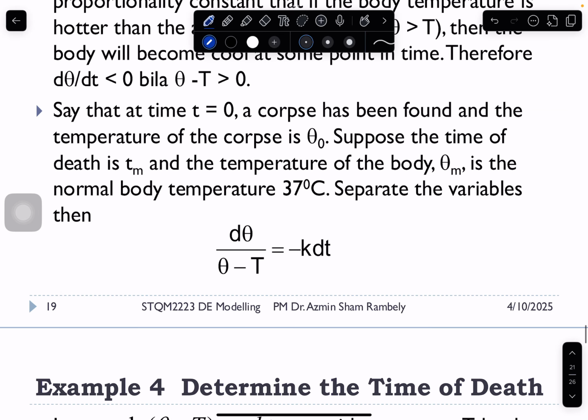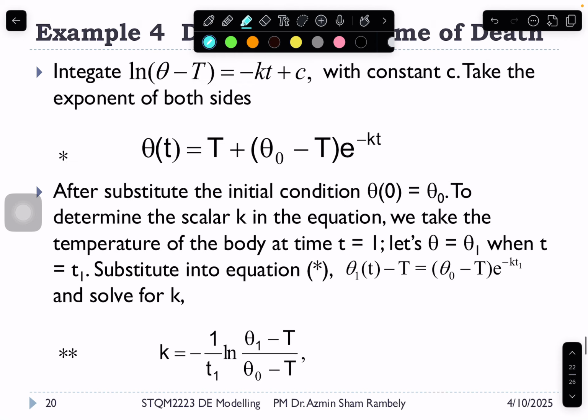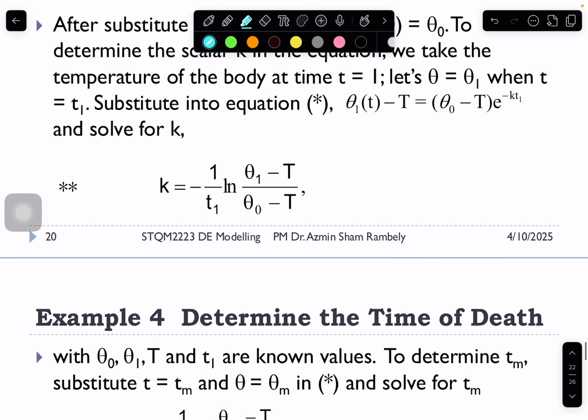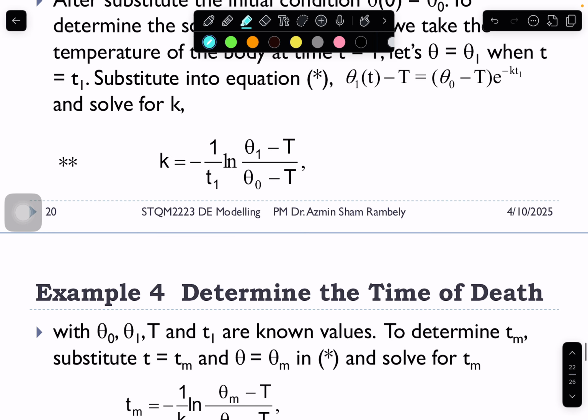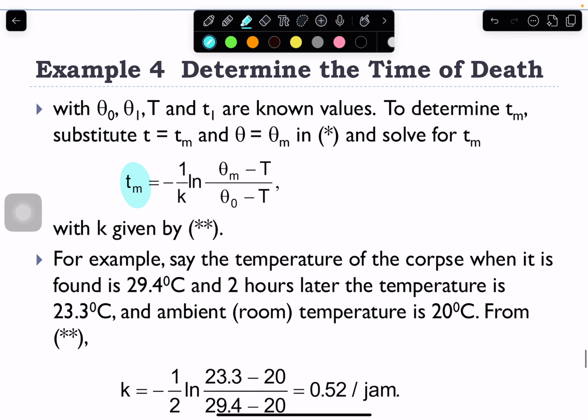And using the known variables, suppose the time of death is tm, you don't know that, and the temperature of the body, you know that theta m. Okay, you know the temperature of the body when you found the body, and you also know the normal body temperature and the ambient temperature. So we should be able to solve this. Okay, so I'm not going to show this. Once you find k, put the k in, so you should be able to estimate tm.